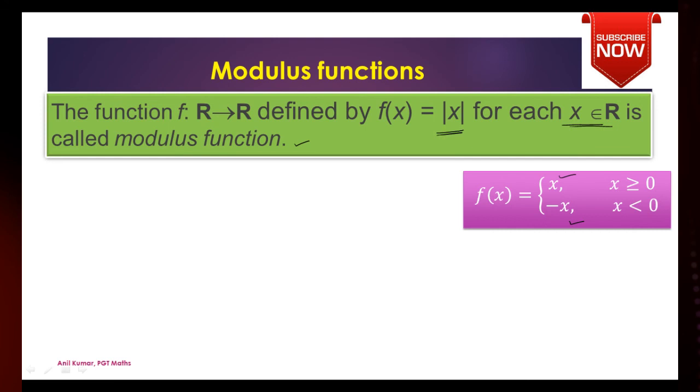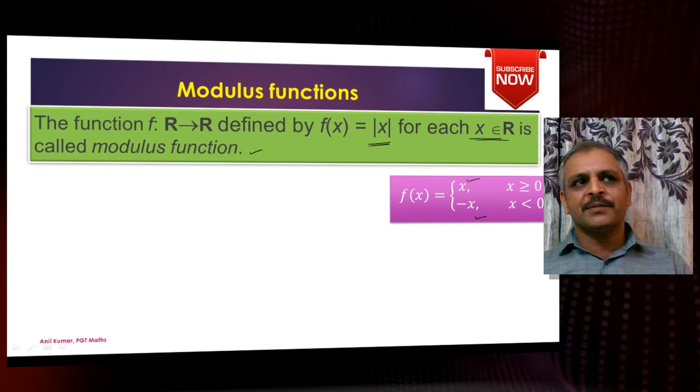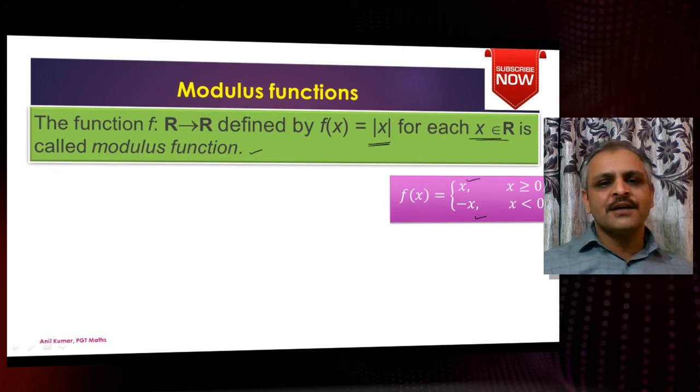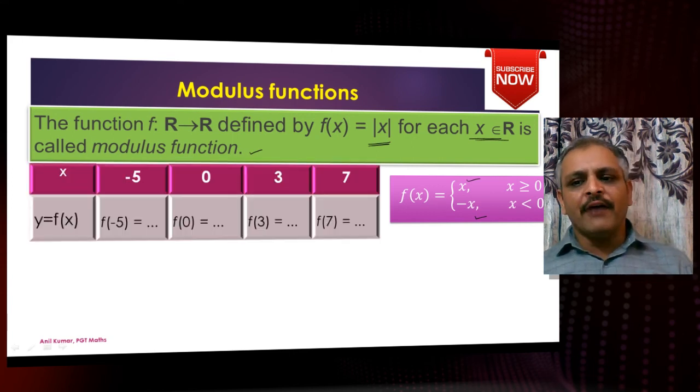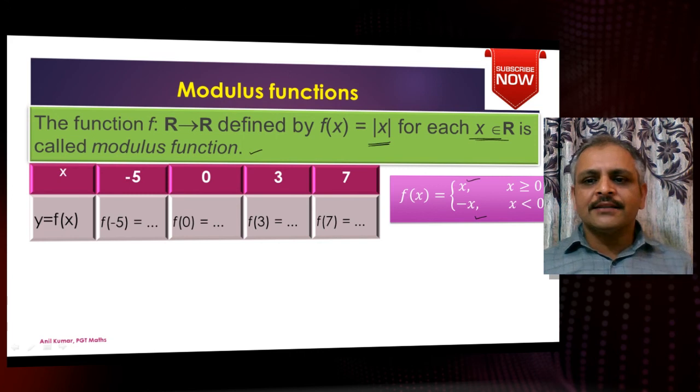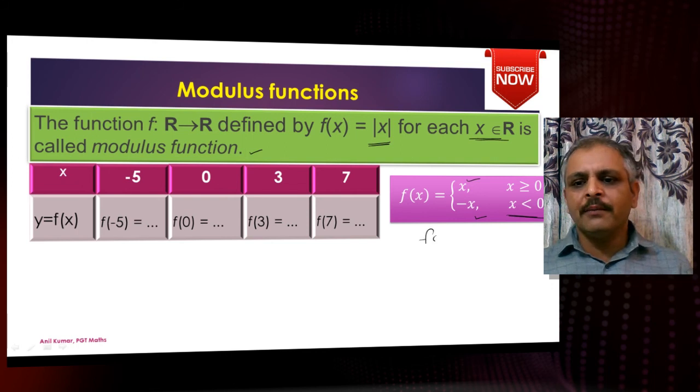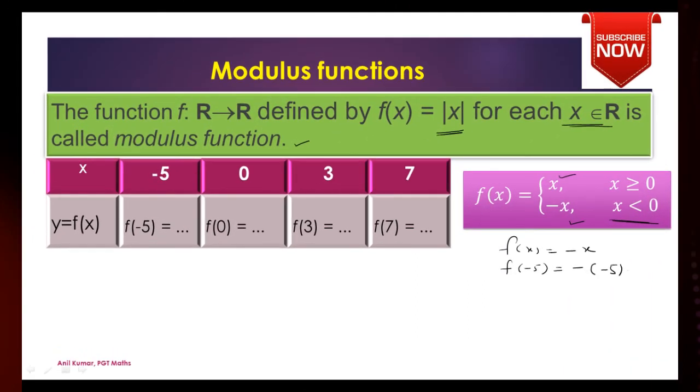It's like your father tells you, if you score more than 60%, I will give you this gift. If you score 50 to 60%, then I will give you this gift. So this is a type of conditional function. So first let us find out the values of this curve. If I take x is equal to minus 5, it will lie in x less than 0. So the function will become minus x for minus 5. So what will be my value? Minus of minus 5, our answer will be 5.